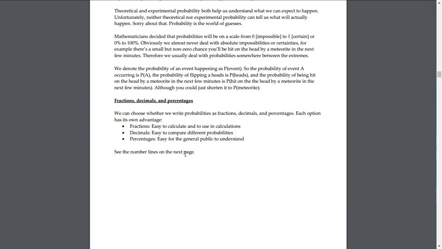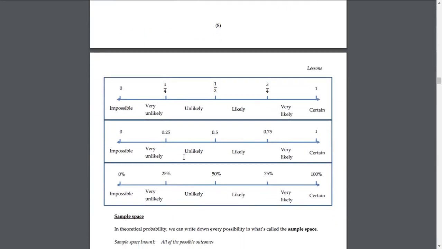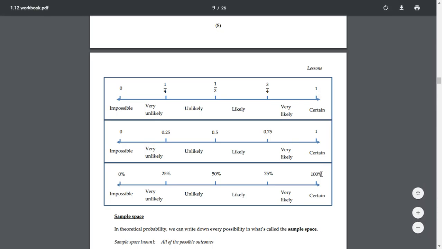And on the number lines on the next page, we show that they're all just exactly the same. Impossible is 0, very unlikely is a quarter, or 0.25, or 25%, 50%, 0.5 and 1/2 are exactly the same things, 3/4, 0.75, 75%, and 1 and 100%. And these labels that I've put in, certain, impossible, very unlikely, unlikely, likely, and very likely, they're arbitrary, meaning that these aren't set in stone. These are labels that I've just made up. You may prefer to say it differently, and that's okay.